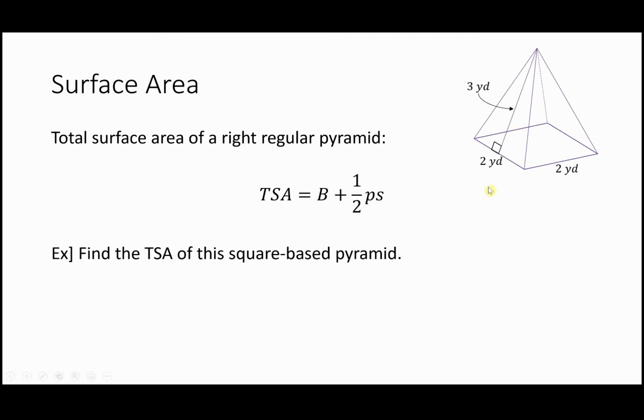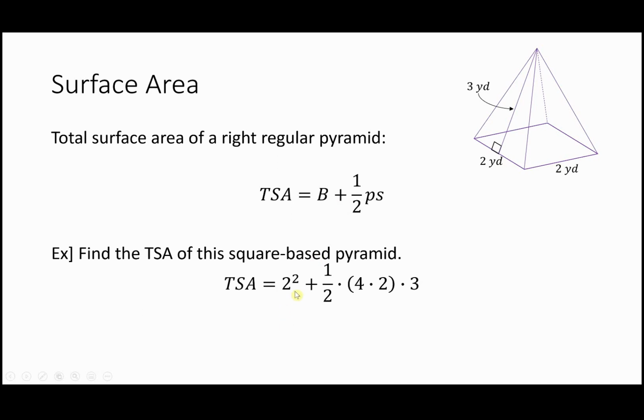So let's consider this particular square-based pyramid and find the total surface area of it. So the area of the base is going to be this 2 by 2 square base, right? Plus 1/2 of the perimeter of the base, 2 plus 2 plus 2 plus 2, right? Times the slant height, which they happen to give us, of 3 yards. So here's me just plugging in all of the values.